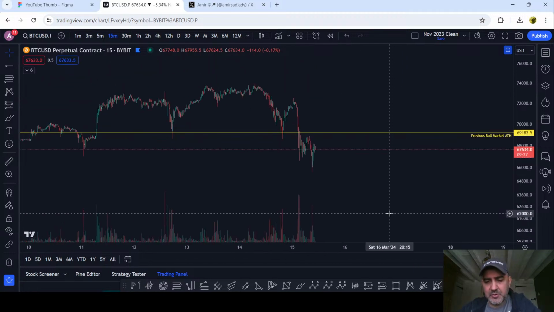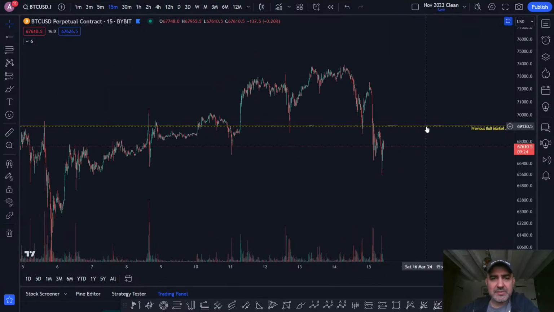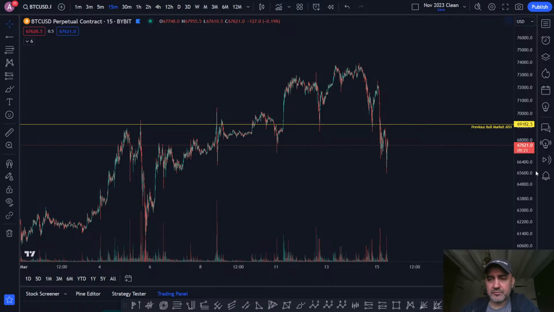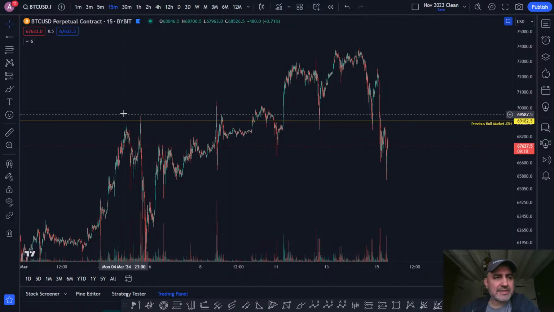So that's the most important line. This previous bull market all-time high. And you can see that it's reacting.